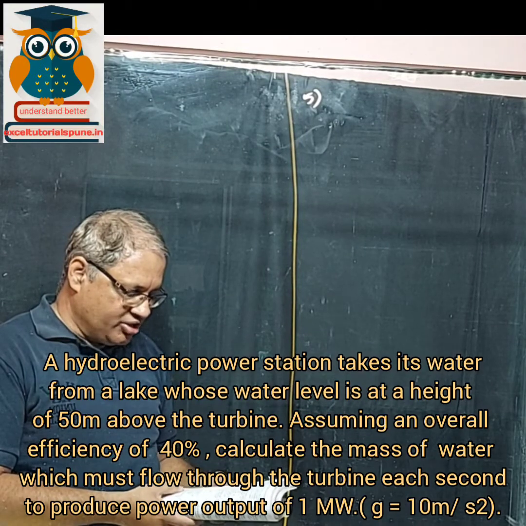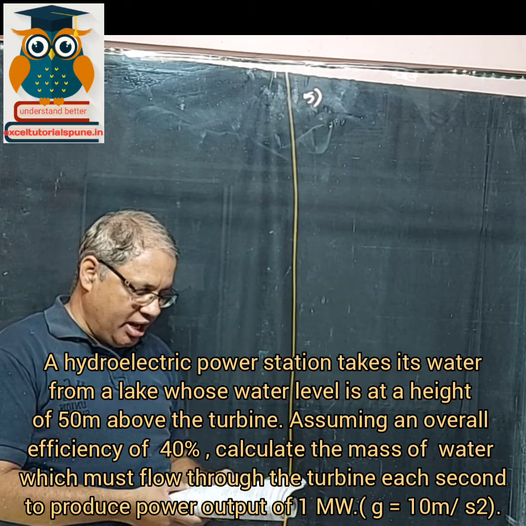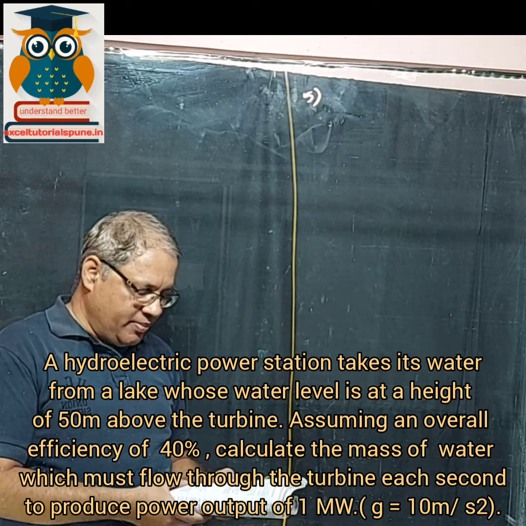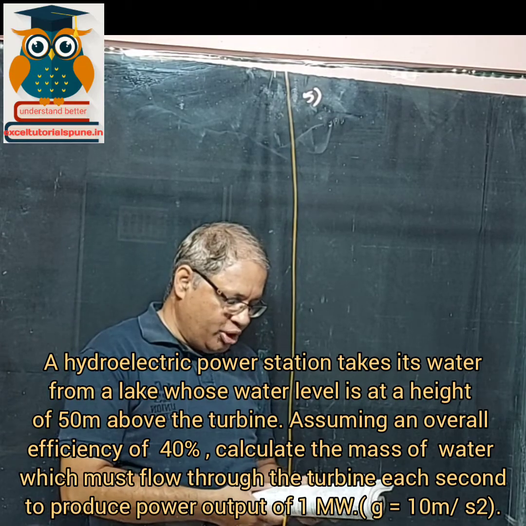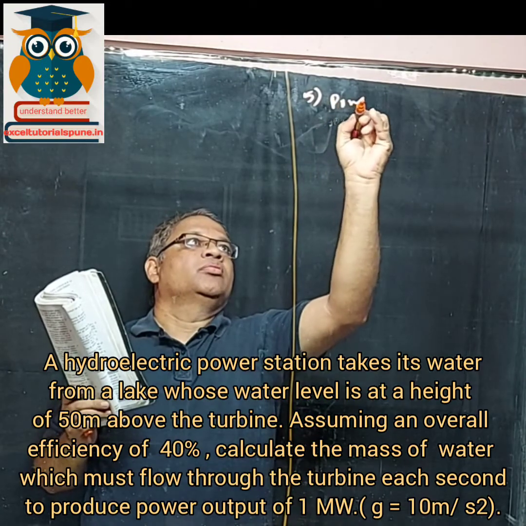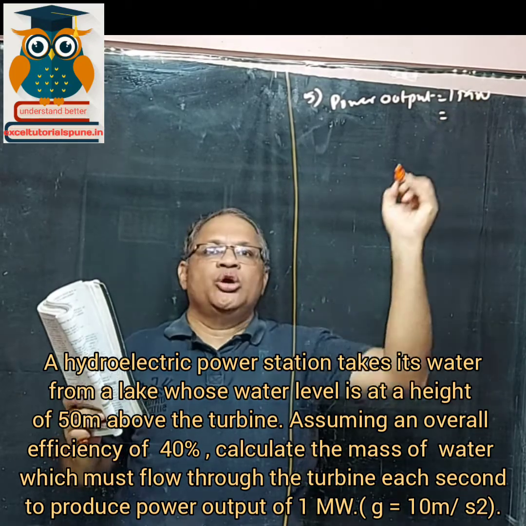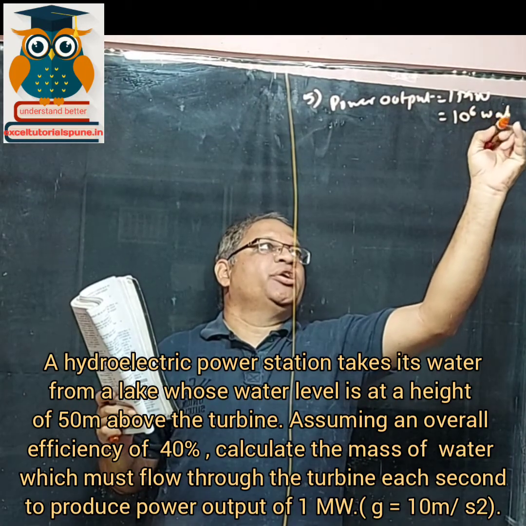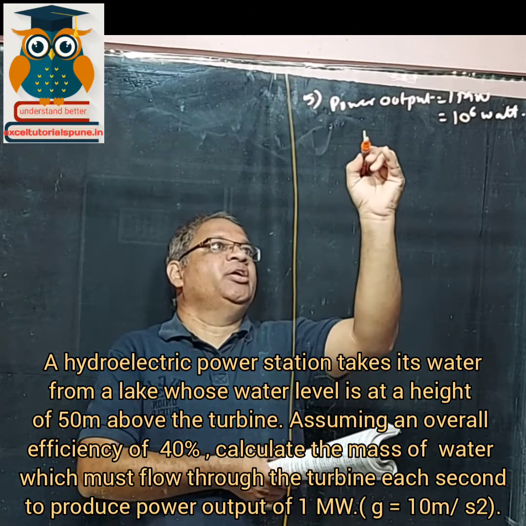A hydroelectric power station takes its water from a lake whose water level is at a height of 50 meter above a turbine. Assuming an overall efficiency of 40%, calculate the mass of water which must flow through the turbine each second to produce a power output of 1 megawatt. So power output they have given is 1 megawatt. You know how to convert megawatt into watt? 1 megawatt is 10 raised to 6 watt. Remember that. Then height is 50 meter.